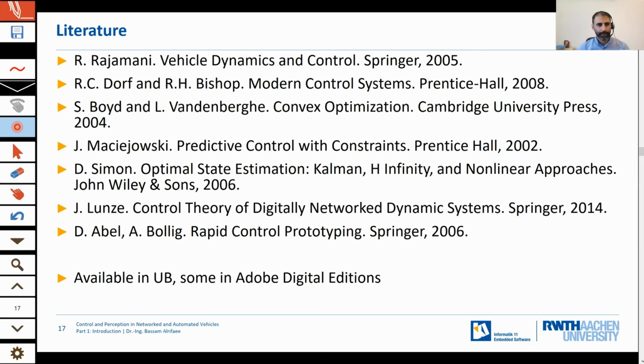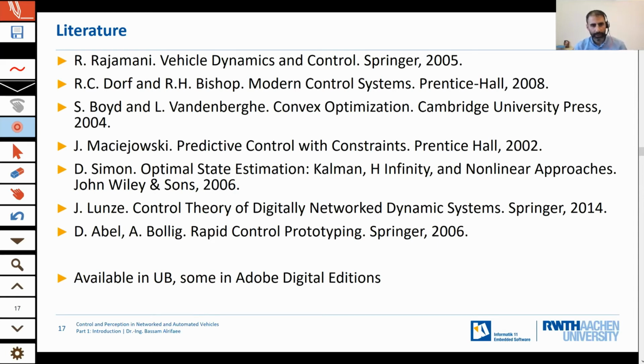The next one is about predictive control with constraints. This book combines control engineering and optimization into predictive control. You will not have to read the book completely. I'll give you some parts of the book to read. The next one is about state estimation. It is just to complete the list. It's also a famous book about state estimation.